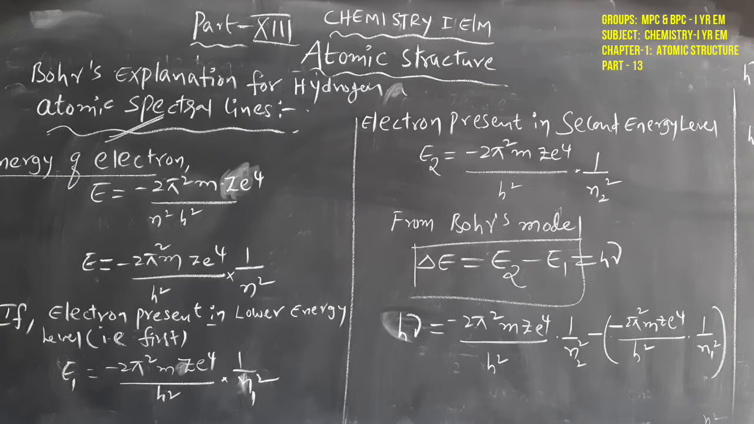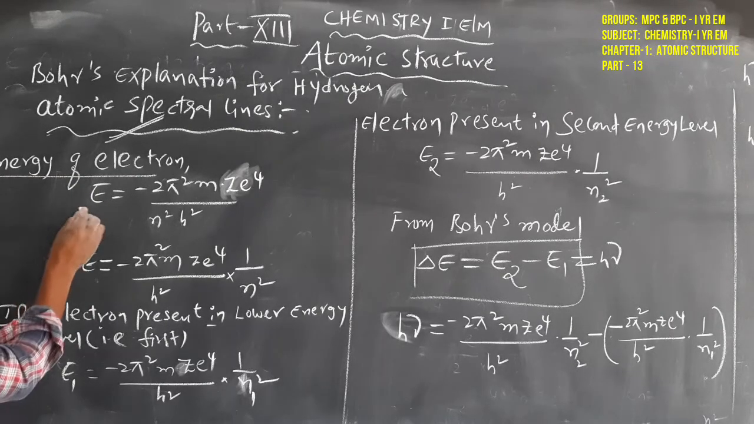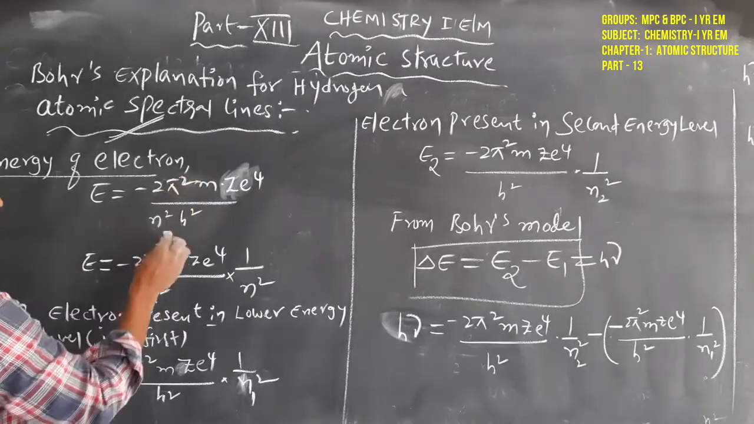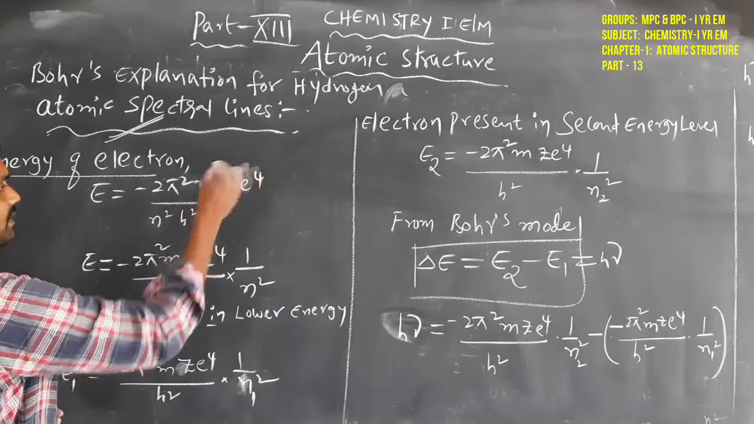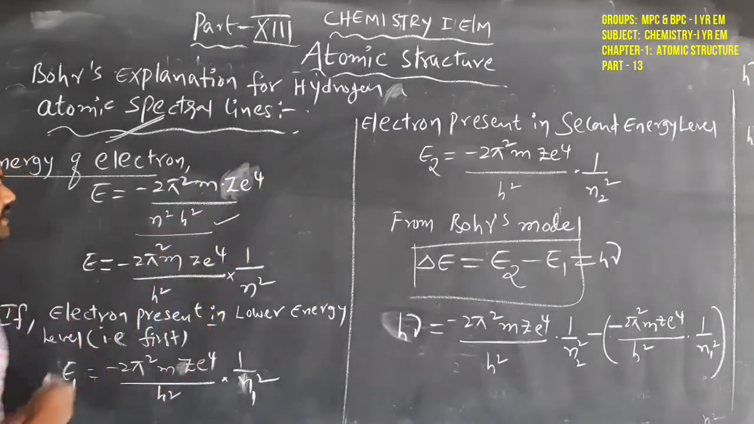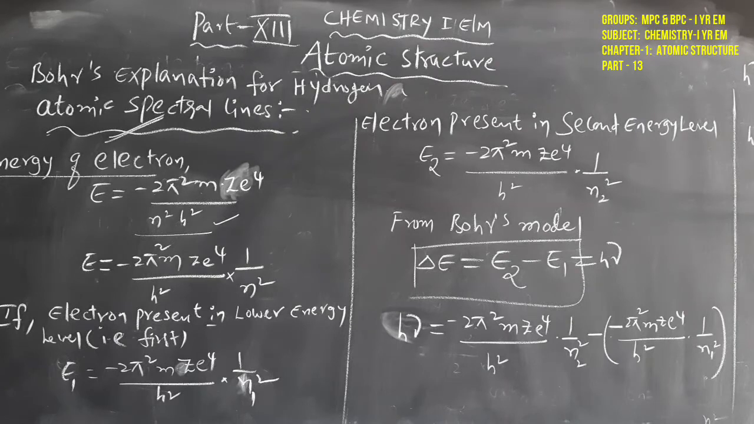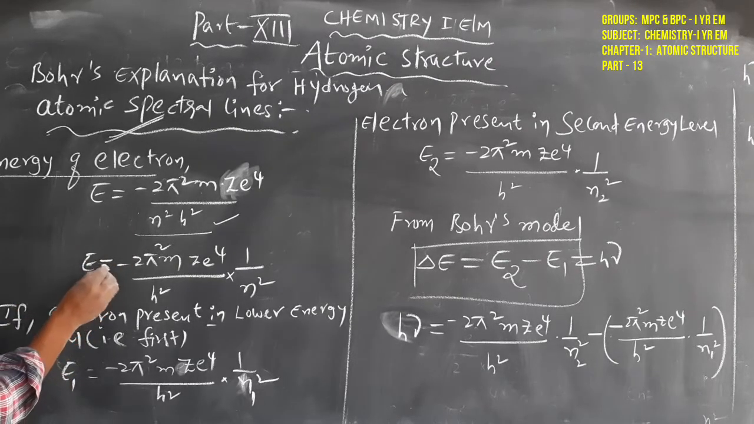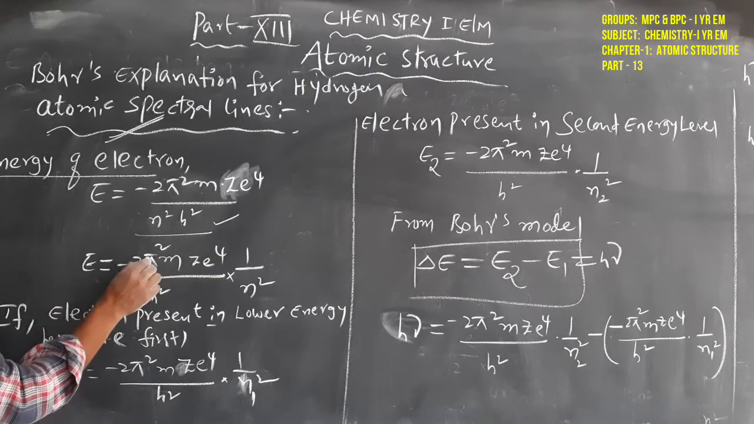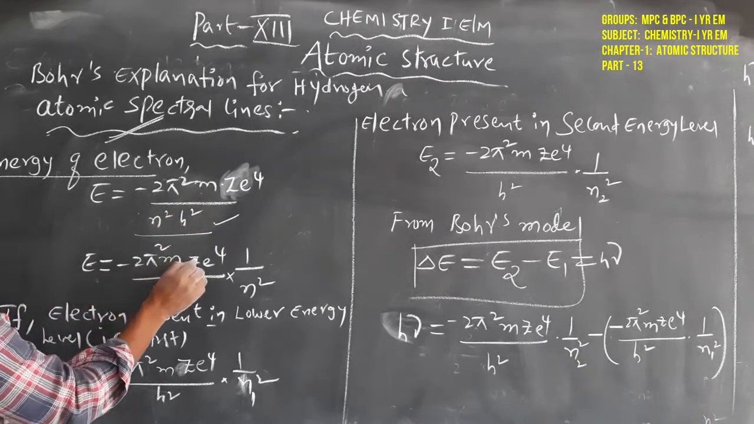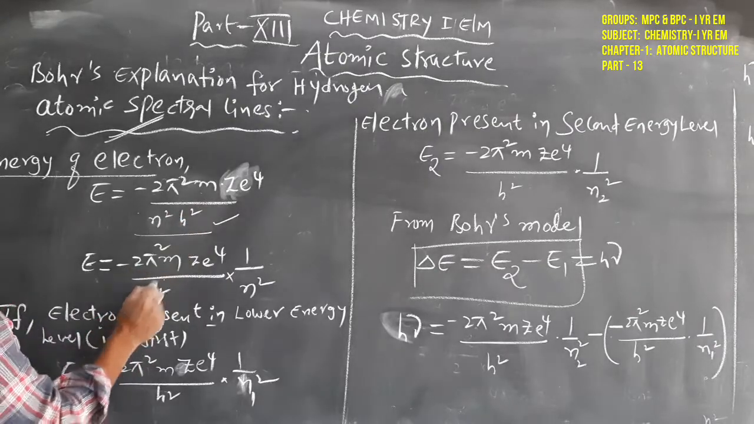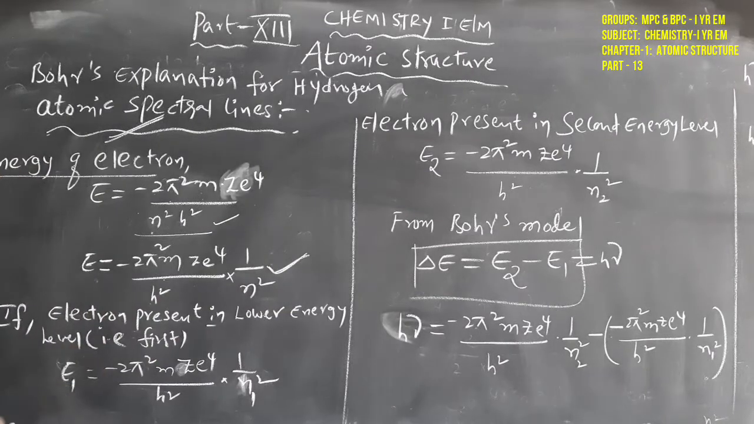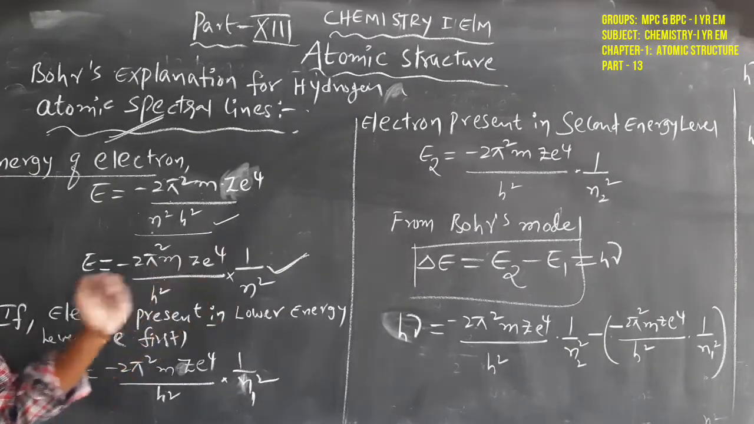Already we solved the equation for the energy of the electron, that is E is equal to minus 2 pi square m Z e power 4 by n square h square. So this is the energy of electron equation. On simplification it is converted to E is equal to minus 2 pi square m Z e power 4 by h square into 1 by n square. Simply, it can be written as this constant into 1 by n square.